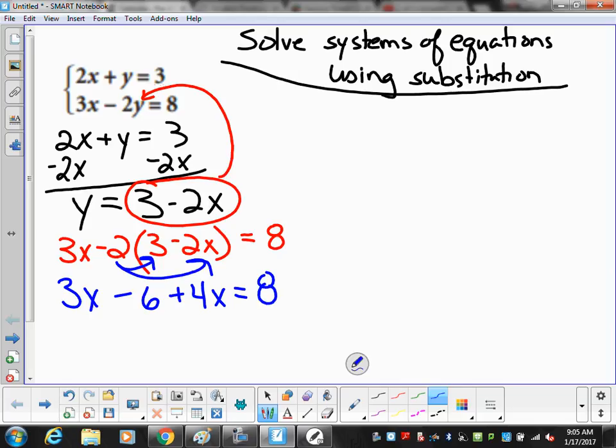So I brought down the 3x in the front and the 8 at the end. Combine your like terms. 3x plus 4x is 7x. Okay, and then at this point, you're now down to a 2-step equation. So you're going to get rid of that minus 6 by adding it to the other side, and then I'll divide by that 7 out in the front.